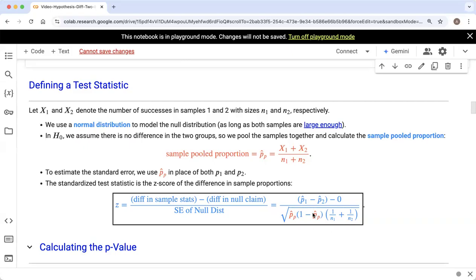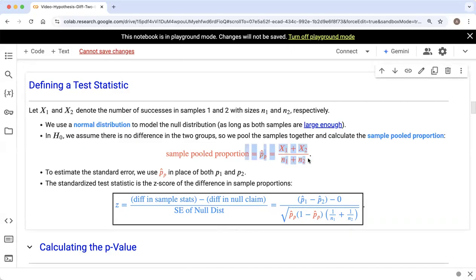And again, this is just using the central limit theorem for a difference in two sample proportions. And we're just replacing P1 and P2 in that formula with the same value that we get by pooling our two samples together and calculating the sample pooled proportion, which is the formula given up here above.